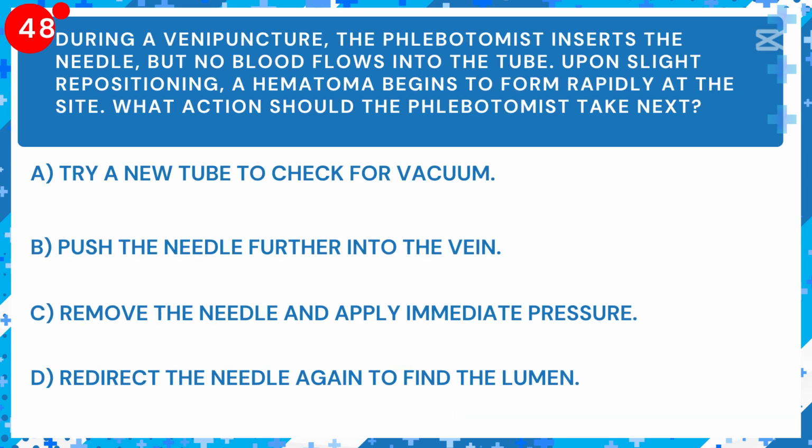Question 48. During a venipuncture, the phlebotomist inserts the needle, but no blood flows into the tube. Upon slight repositioning, a hematoma begins to form rapidly at the site. What action should the phlebotomist take next? A. Try a new tube to check for vacuum. B. Push the needle further into the vein. C. Remove the needle and apply immediate pressure. D. Redirect the needle again to find the lumen.